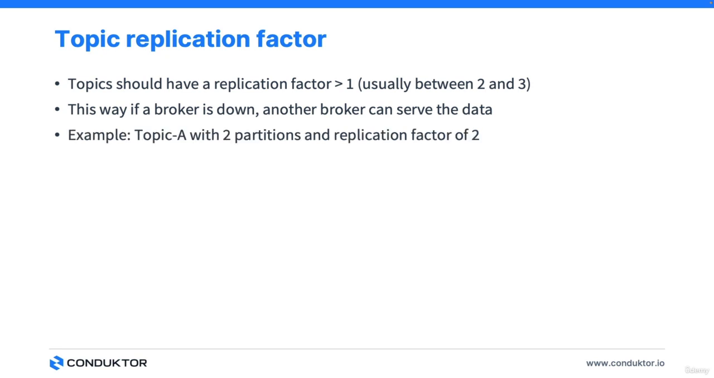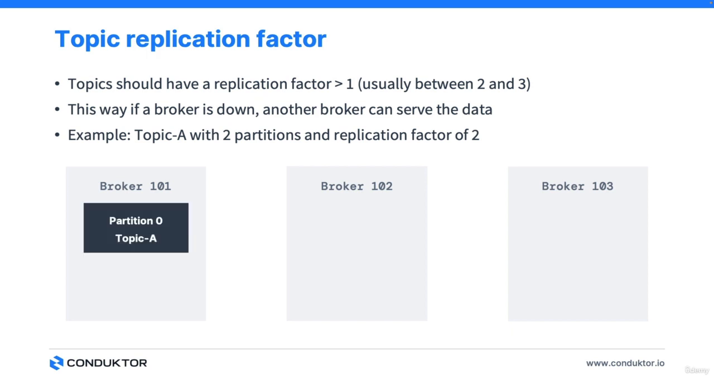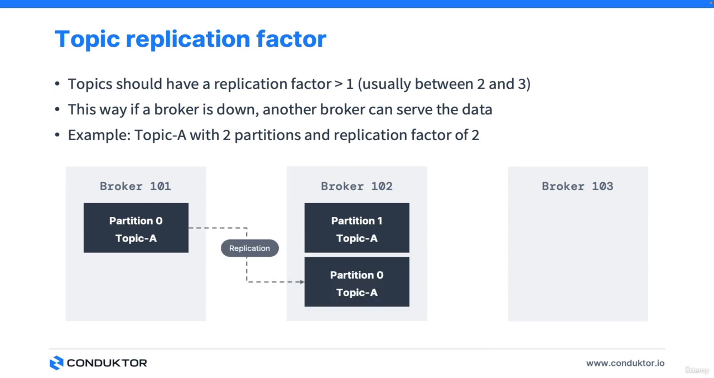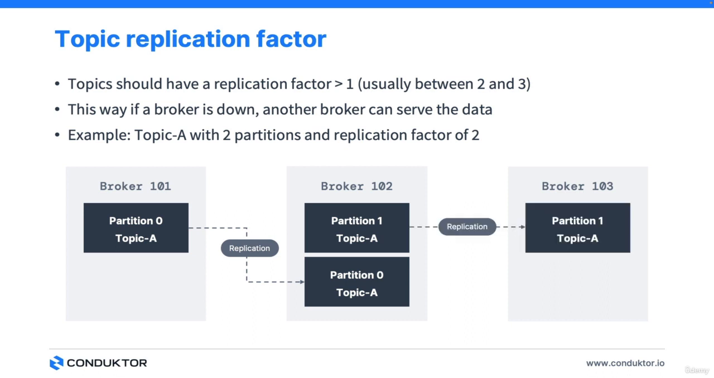So let's take an example to understand this better. We have topic A, which has 2 partitions and a replication factor of 2. We have 3 Kafka brokers, and we're going to place partition 0 of topic A onto broker 101, and partition 1 of topic A onto broker 102. So this is the initial state. Then, because we have a replication factor of 2, we're going to have a copy of partition 0 onto broker 102 with a replication mechanism, and a copy of partition 1 onto broker 103 with, again, a replication mechanism. So as we can see here, we have 4 units of data because we have 2 partitions and a replication factor of 2.